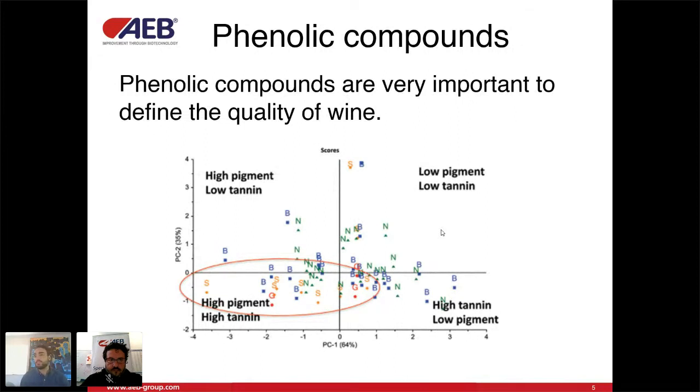The first thing to notice is that phenolic compounds are very important to define the quality of the wine. In this graph, about a Pinot Noir, G is gold, S is silver, and B is bronze. High pigmented and high tannic wines are the ones that receive more scores, so they have higher quality.